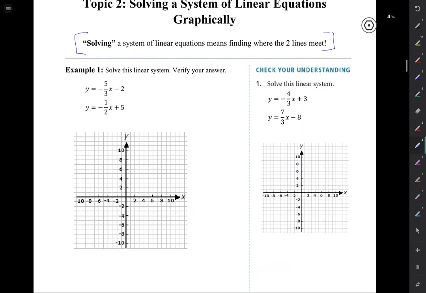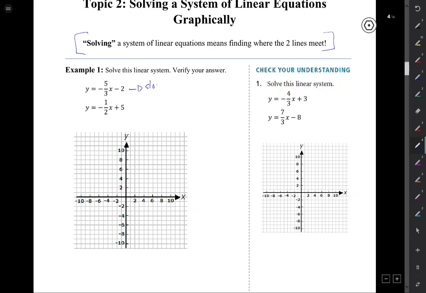So let's start with example 1. Solve this linear system. Verify your answer. They give us two equations of lines here, and they're both in slope-intercept form. For this one, the slope is -5/3, so that's the rise over run. And then we also have the y-intercept, which is -2. So let's quickly graph that line.